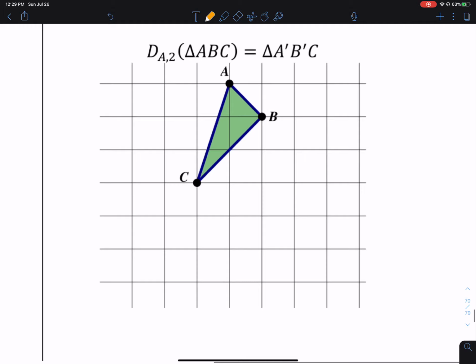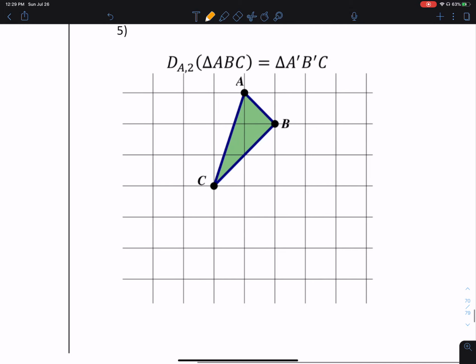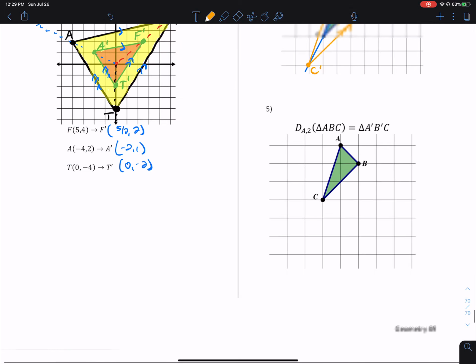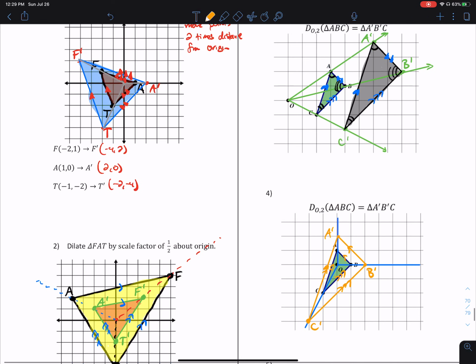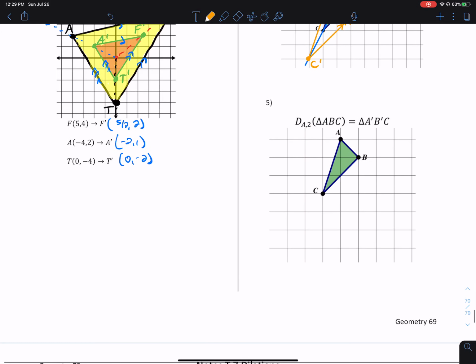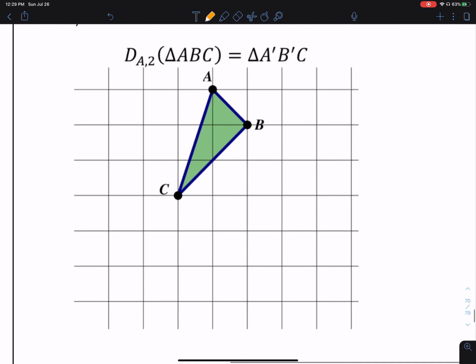Number 5, we're dilating about point A. Point A is actually a point on the pre-image. So what's going to happen there? Well, A prime is going to be in the same location because A is 0 units from A. If you double that, double 0 is still 0.